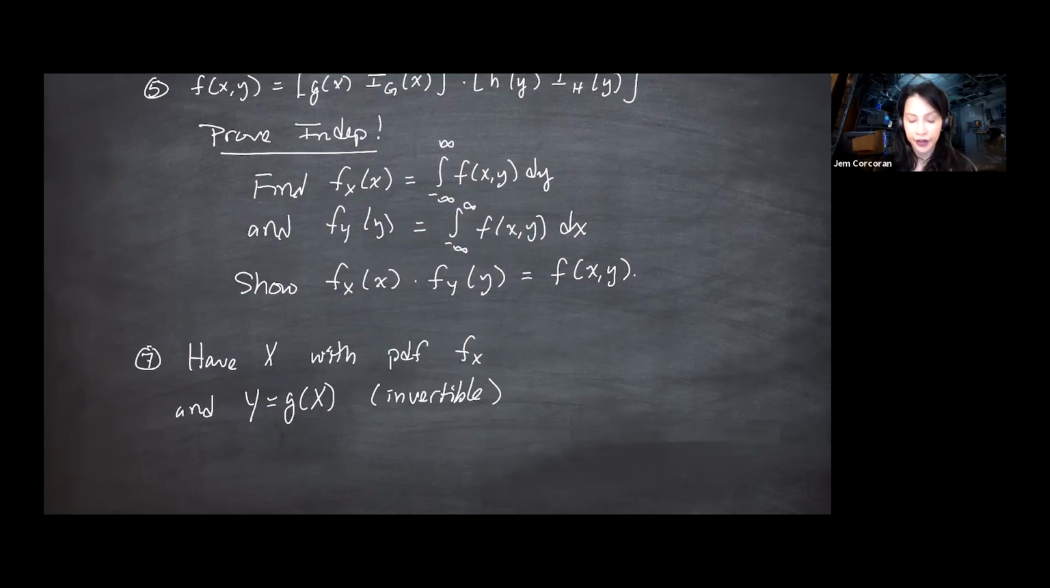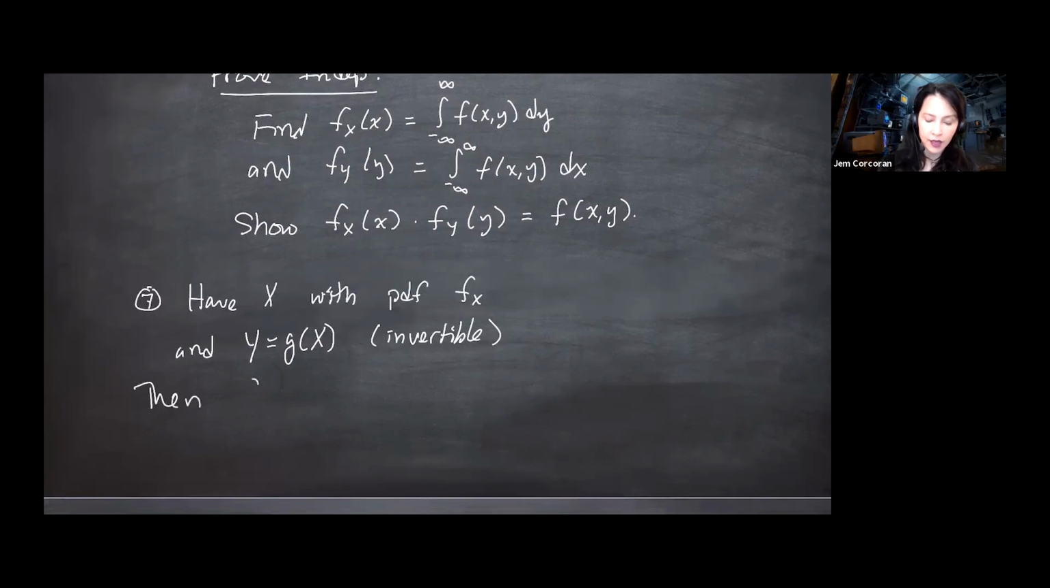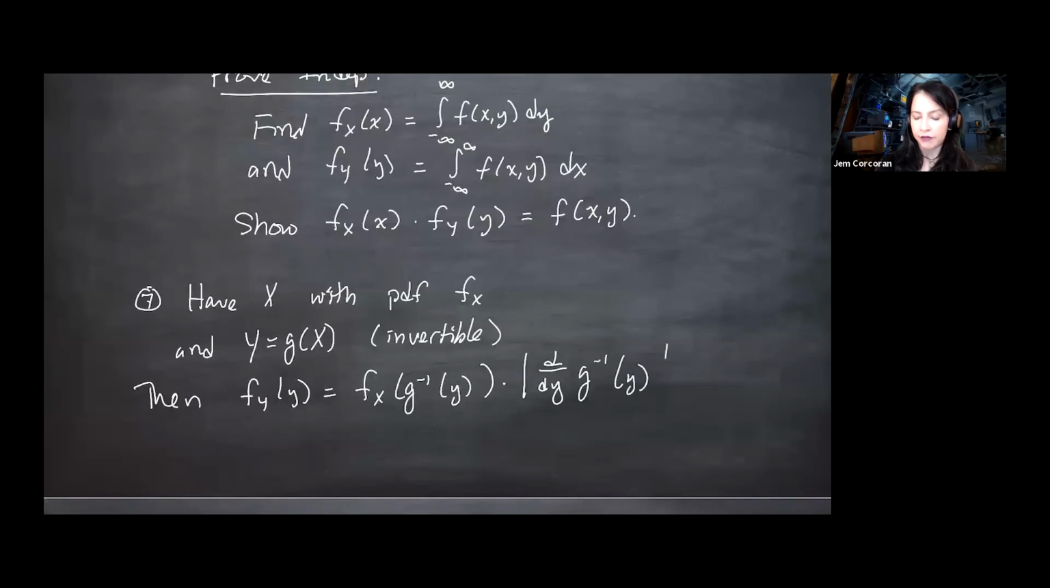So today we're going to show that the PDF for Y is the PDF for X with the inverse function plugged in, times the derivative with respect to Y of the inverse function G inverse. We're going to derive that today, and that's the formula you should use on 7.